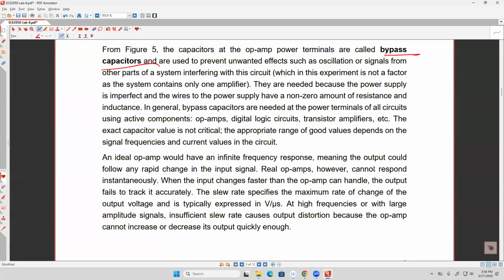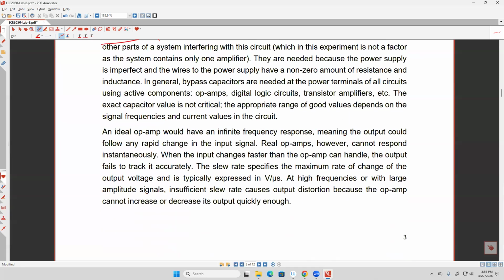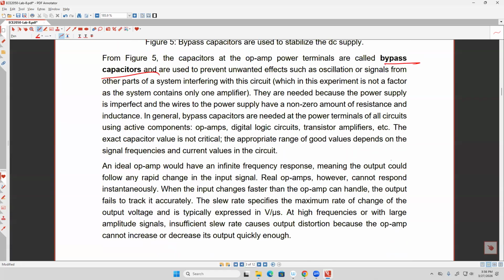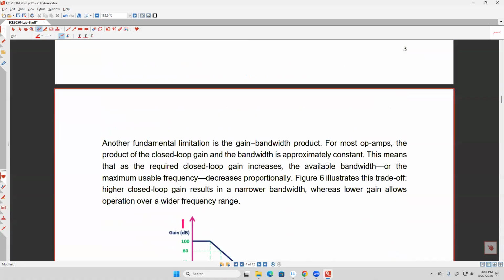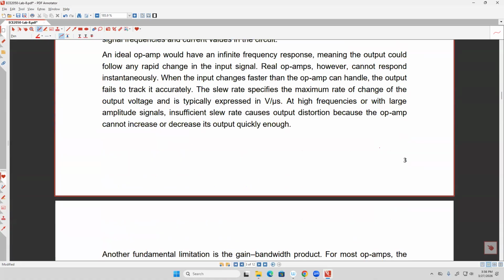I think it's going to be written in the experiment, okay? So one more thing I want to remind you is that for the frequency response, I explained it in the lecture, guys.